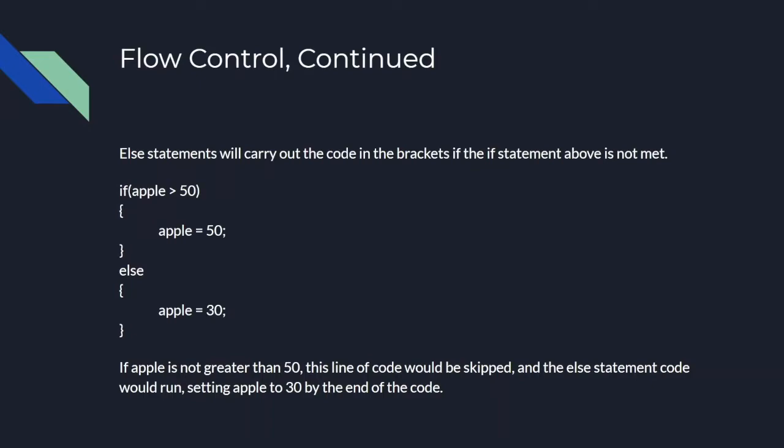Keep in mind that since it only checks if apple is greater than 50, this means that if apple is 50, it will be set to 30 since it's not greater than 50.